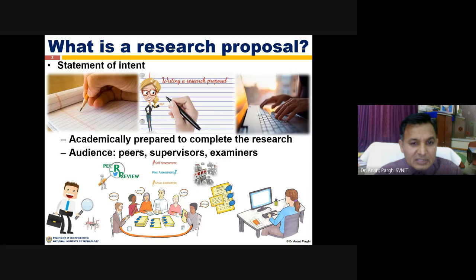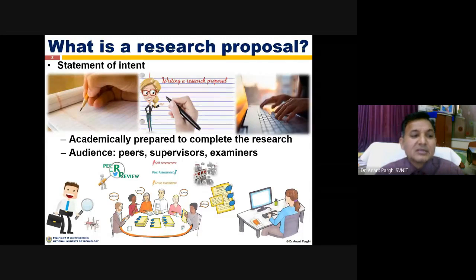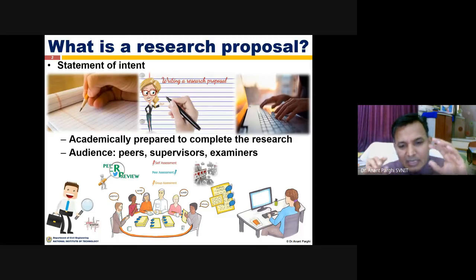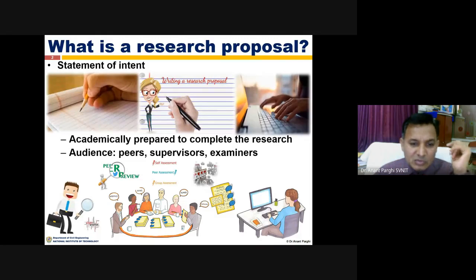So for the research proposal, that particular specific problem we are going to solve, right? First of all, we need to do the self-assessment. Once we do the self-assessment, then we'll be able to find out the particular problems. Then it will go to the peer assessment, group assessment also. So this is the main thing, the statement of intent. We can say, write down the specific problem in a systematic way, so we can solve that specific problem. That is the main objective of the research proposal.